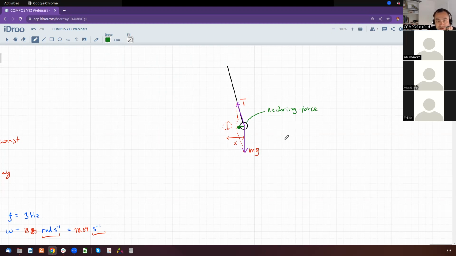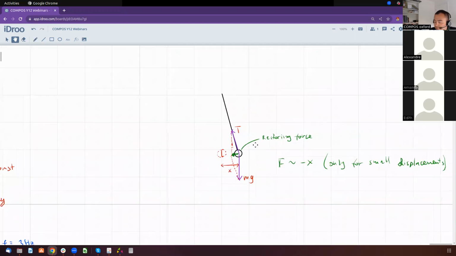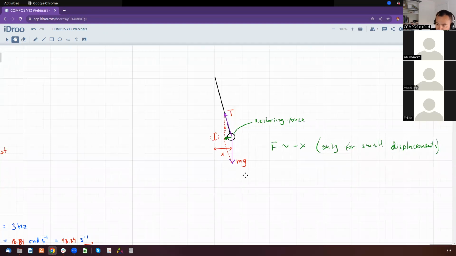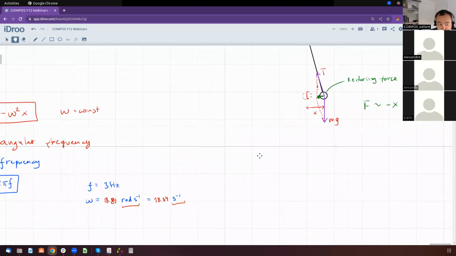So in this case, the restoring force is proportional to minus x. But this only works for small displacements. It is shown in the assignment why that only works for small displacements, because you have to use the small angle approximations for this to be true.